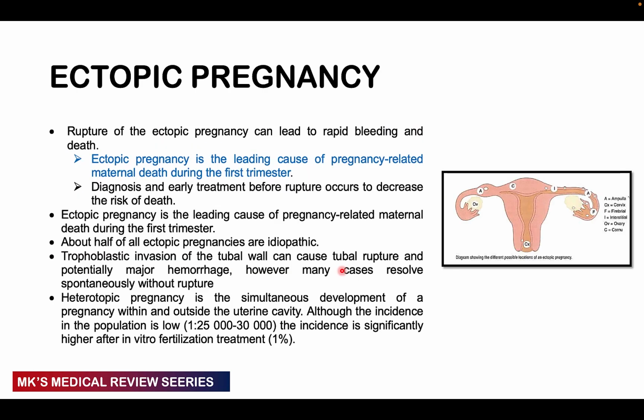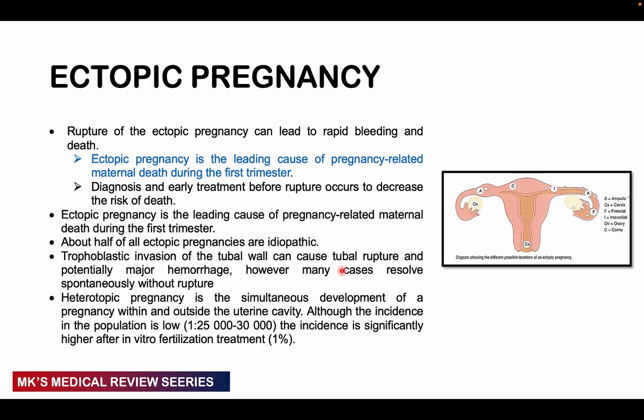Now remember that a ruptured ectopic pregnancy is going to lead to bleeding and it's going to lead to death. This is actually one of the leading causes of pregnancy-related maternal death during the first trimester. So the diagnosis and the treatment of this condition before rupture is going to decrease the risk of death in these patients.